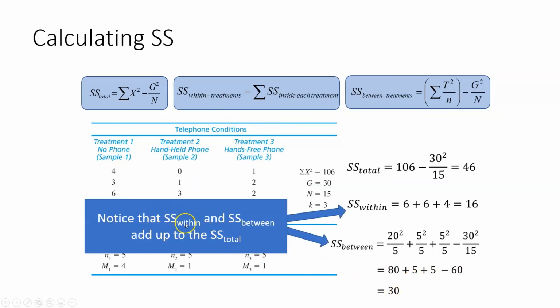Notice that the sum of squares within and the sum of squares between add up to the sum of squares total. 16 plus 30 is 46. That will always be the case because when you figure out the sum of squares total, what you're doing is dividing it into two kinds of variability. The sum of squares that's within each treatment and the sum of squares that's between all the treatments.